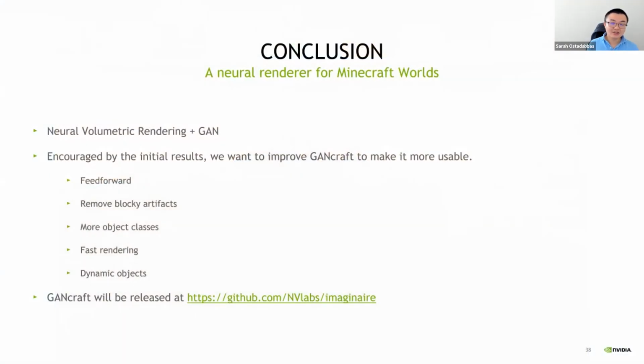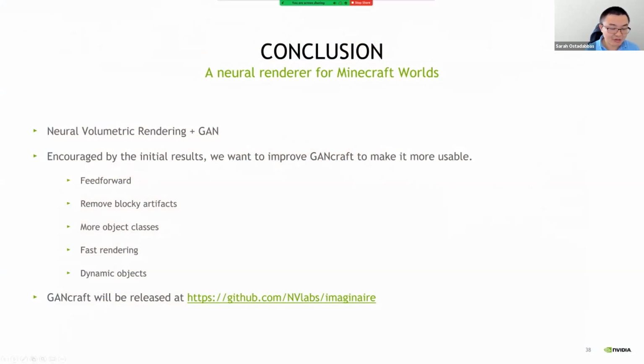So I'm going to give a conclusion on this part. This is a neural renderer for Minecraft worlds. It's based on neural volumetric rendering plus GAN. And the initial results are pretty encouraging. But what we do now is we train one world at a time. So it's world specific. So it cannot be applied to a different Minecraft world.